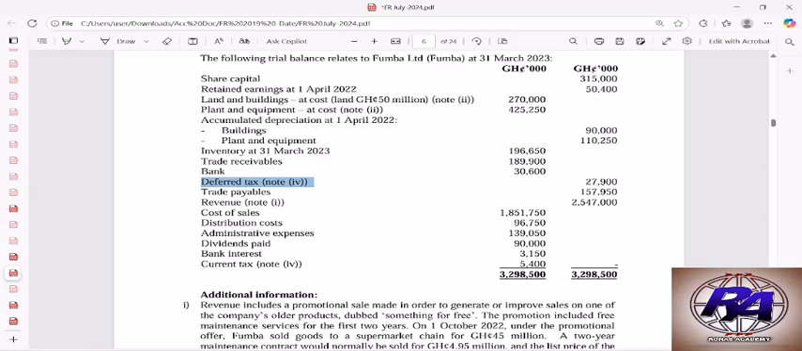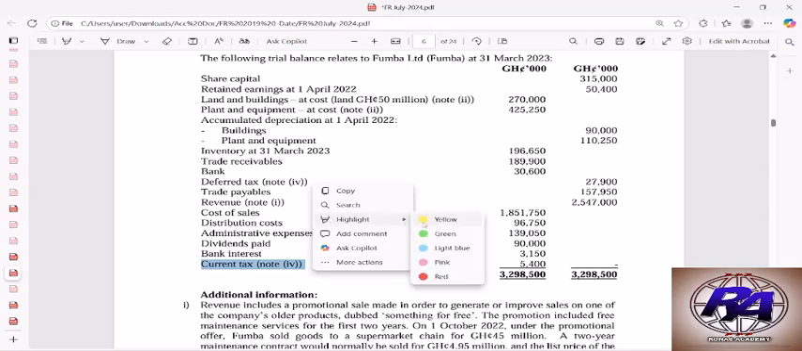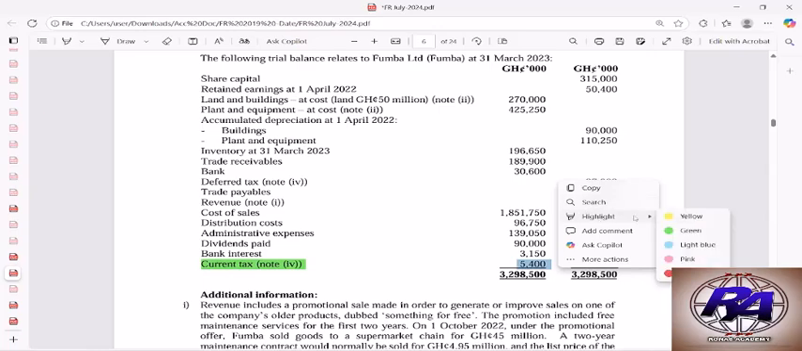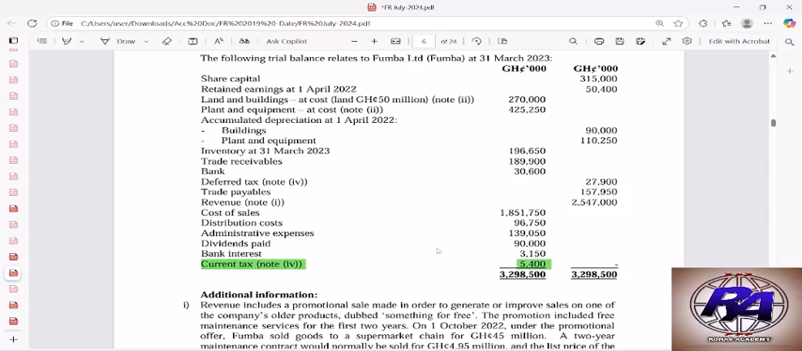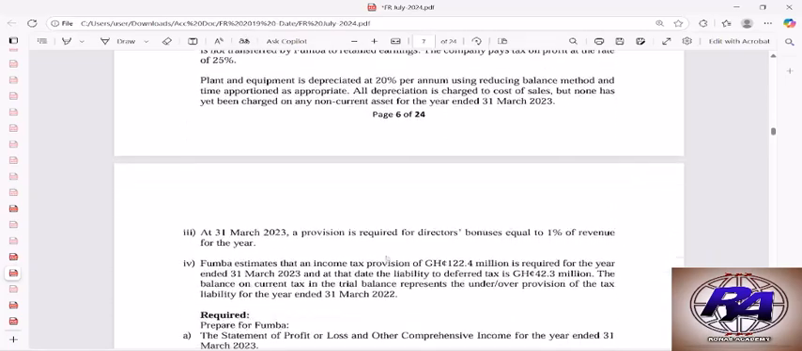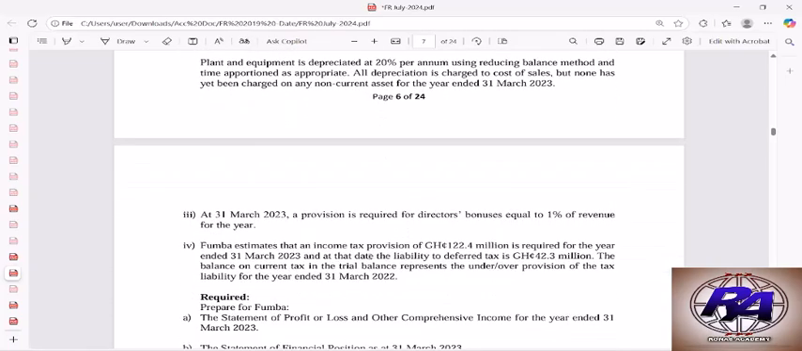Okay, there is one here. This is what I'm looking for. There is one here. Now you see, this is what I'm talking about. There is a current tax here of 5,400. Now, if you go to note 4, there is nothing. The question never made mention of over provision or under provision. The question is just silence.